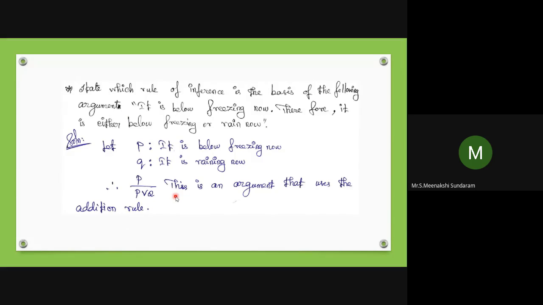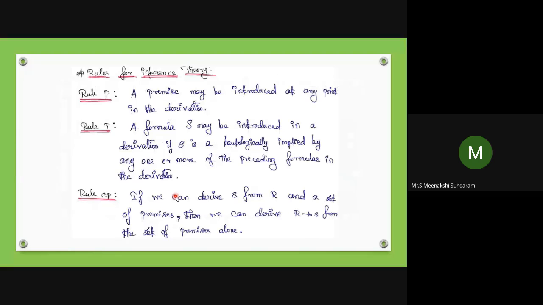One more here. Rules of inference theory. That is a very important rule. Rule P, rule T, rule CP. Sometimes for 8 marks they ask a problem where rule CP is applied. For 8 marks we should concentrate more on rule CP. First one, rule P: a premise may be introduced at any time in the derivation. For example, the hypothesis. Normally we write the statement as given. That is rule P here.